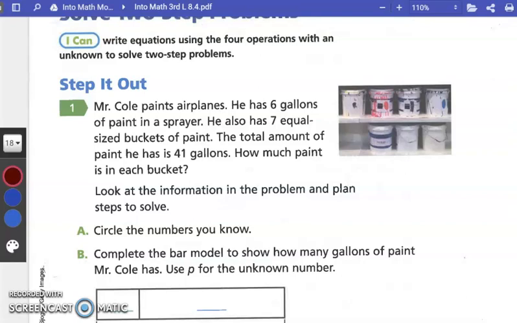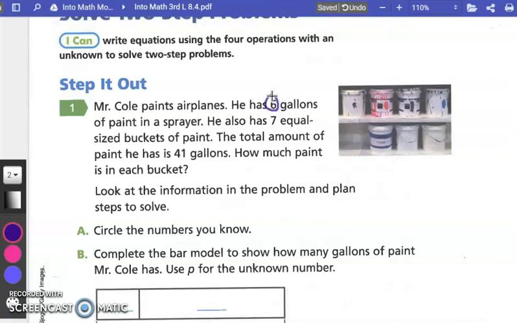He also has 7 equal-sized buckets of paint. The total amount of paint he has is 41 gallons. How much paint is in each bucket? So it says circle the numbers you know. So what do we know? He has 6 gallons of paint in a sprayer. He also has 7 equal-sized buckets of paint. And his total amount of paint is 41 gallons. Okay, so we circled our numbers.